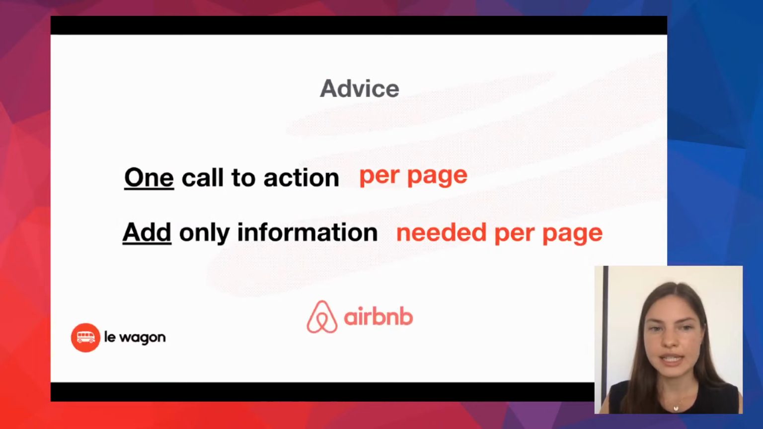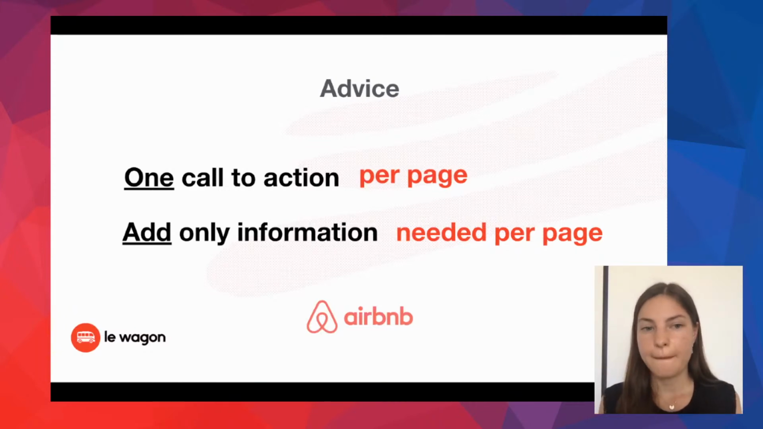So, quick advice: on each view page, have only one call to action. It's easy sometimes to put lots of different things on one page because you want to show this, and then it's very easy for the user to get lost. So it's very important to just have one call to action per page and focus just on that.